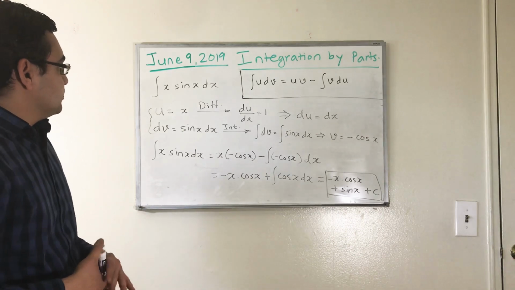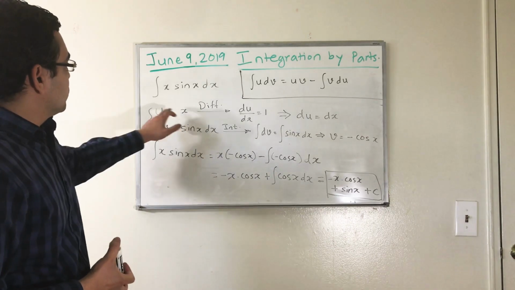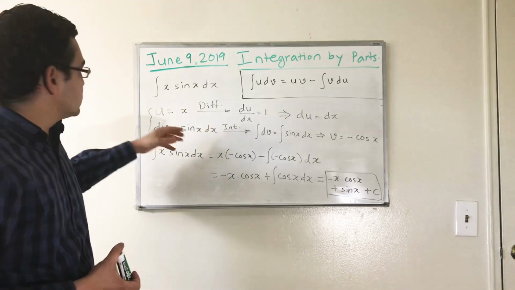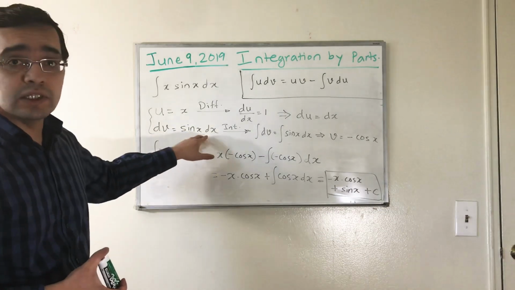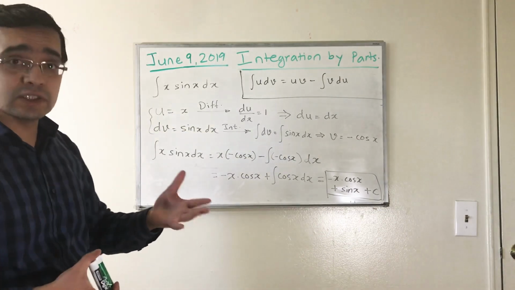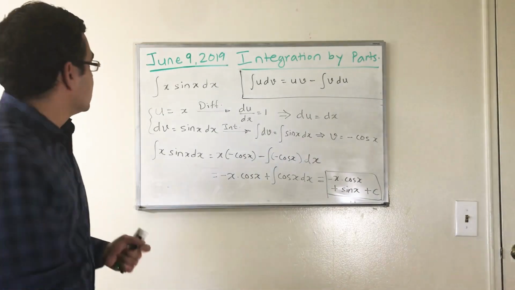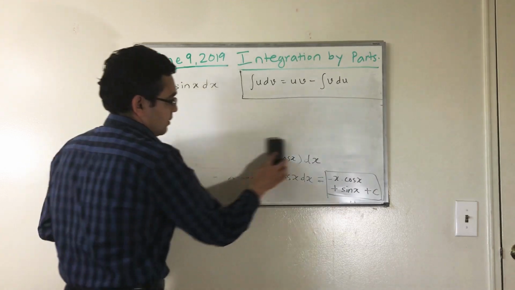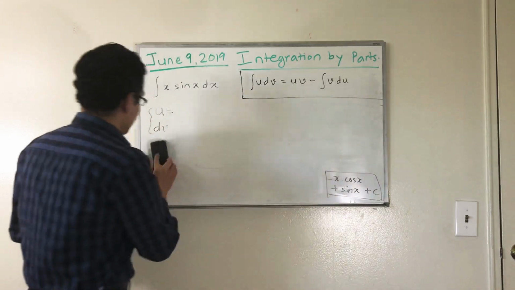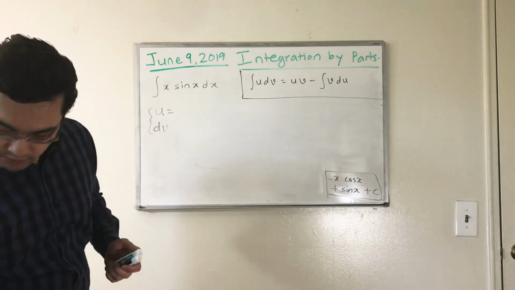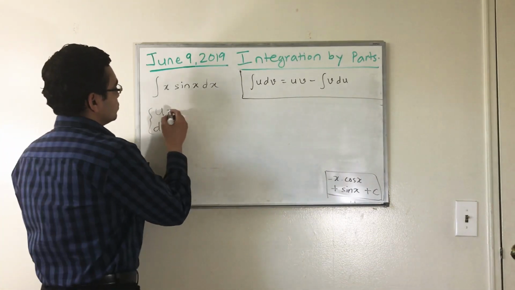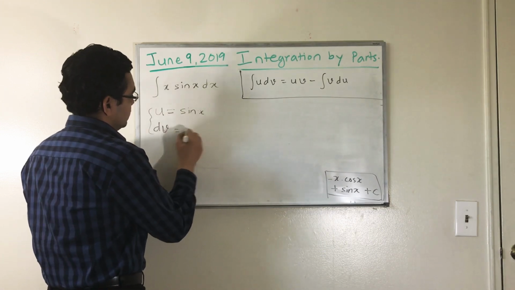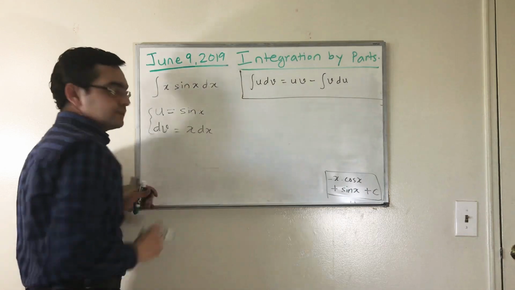All right, so we started with u equal to x and dv equal to sine x dx, and I told you that if you reverse the choice, that is u equal to sine x and dv equal to x dx, that's not going to work. So let's see why it does not work. Let's make that choice and see what happens. I'll keep the answer as it is. So let's choose u equal to sine x and dv equal to x dx.